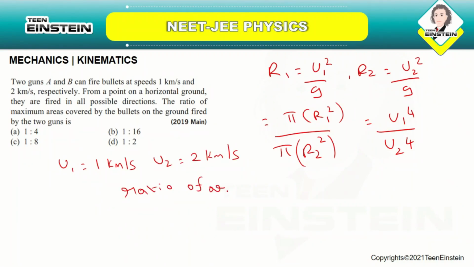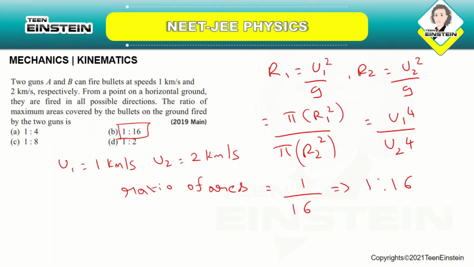So, the ratio of the areas will become 1 by 16, which is equal to 1:16. So the correct answer is option number B. The ratio of maximum area covered by the bullet is 1:16.